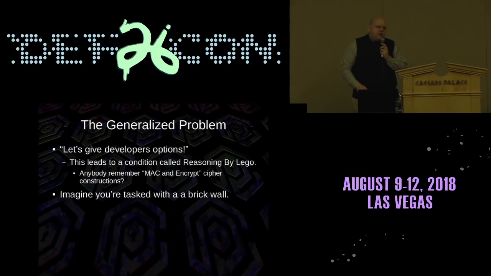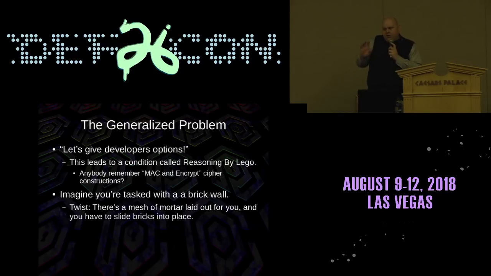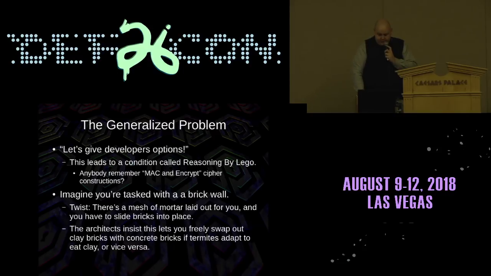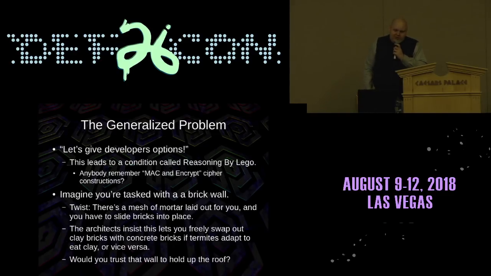So to put this in layman's terms that a developer would understand, you're building a brick wall, right? But instead of putting bricks and laying mortar and then putting more bricks and more mortar, instead you have this mesh with empty space of just mortar in place. And you're supposed to slide the bricks you prefer into place. The architects who designed this brick wall insist that it gives you more flexibility. Would you trust that wall to hold up the roof? That's how cryptography libraries and standards have been built historically. TLS is no exception, although 1.3 is a heck of an improvement.